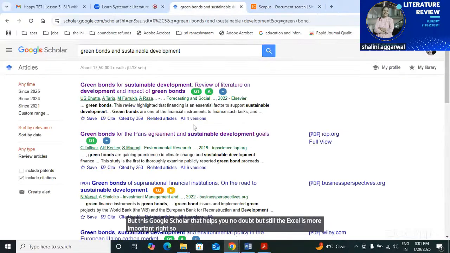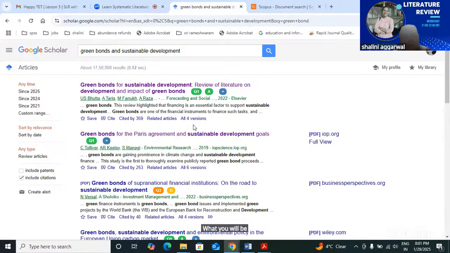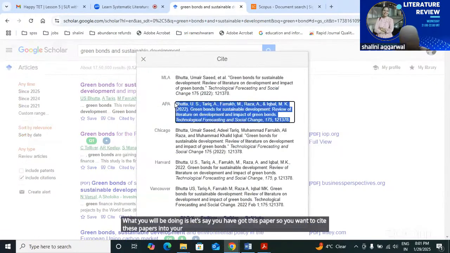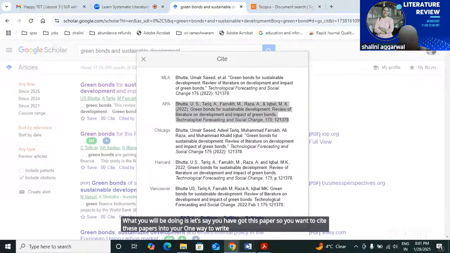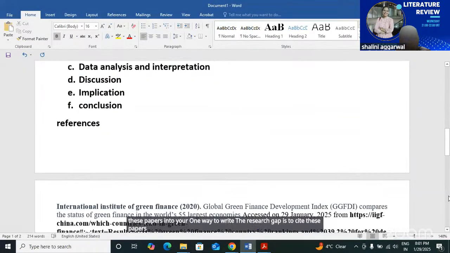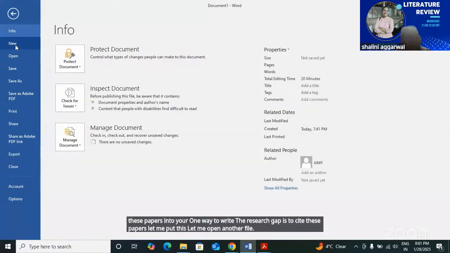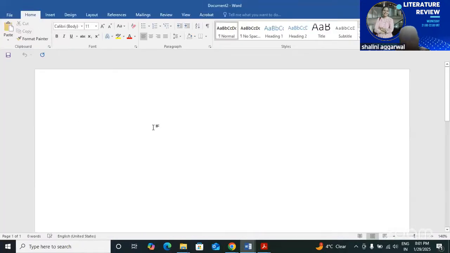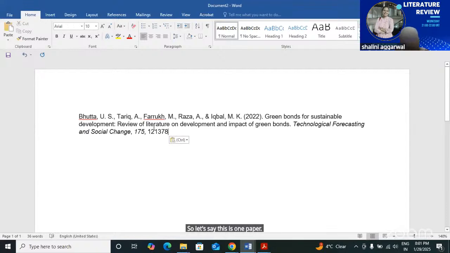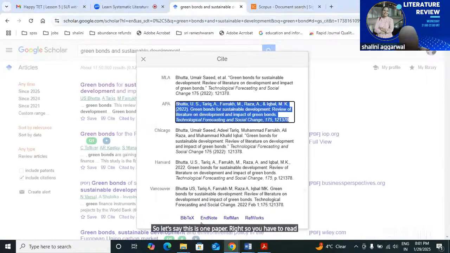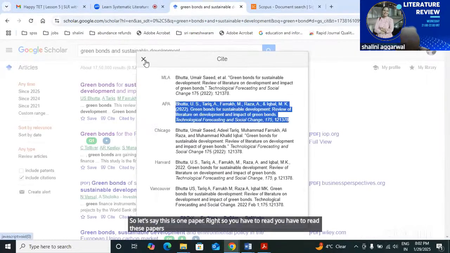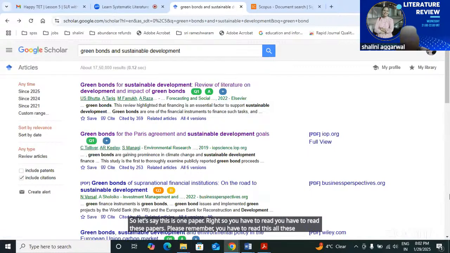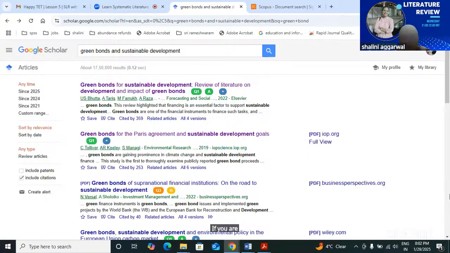So here, what will you do? How do you find the research gap? Let's say you have got these papers and you want to cite them in your paper. One way to write the research gap is to cite these papers. Let me open another file. Let's say this is one paper. You have to read all these papers, whatever comes up on green bonds and sustainable development, if you are working on this topic.